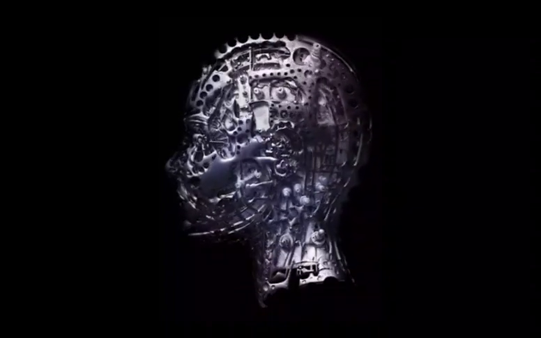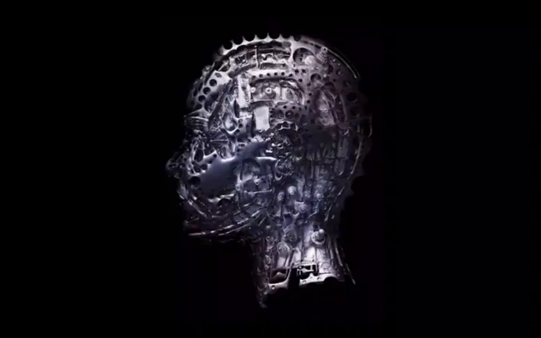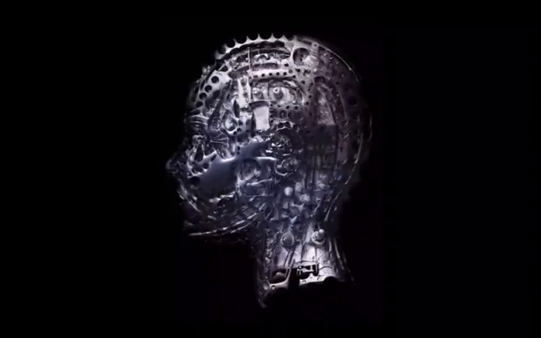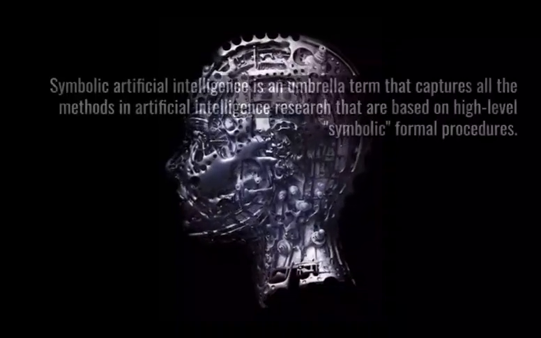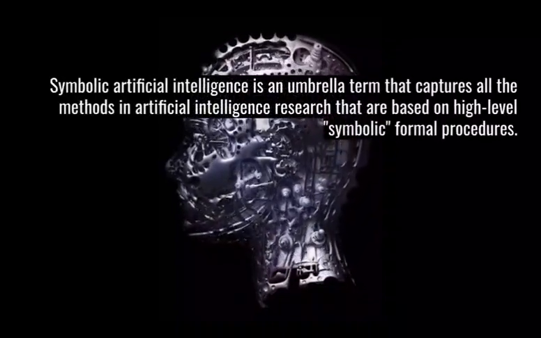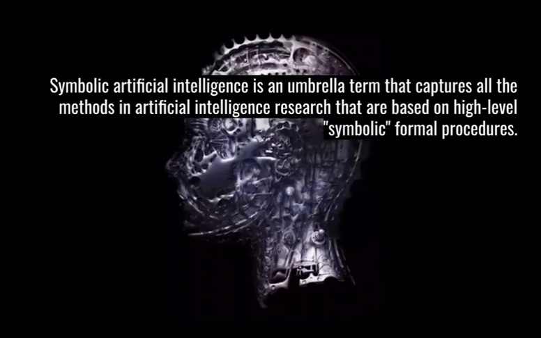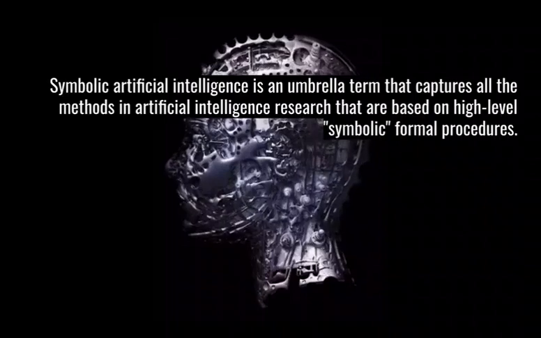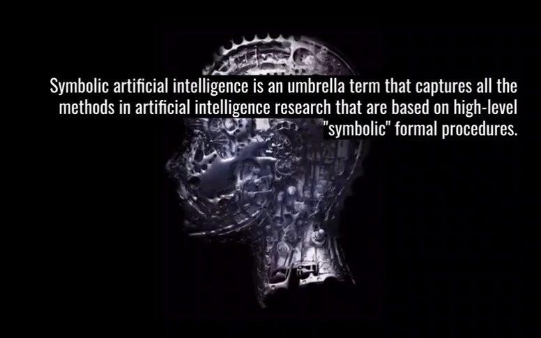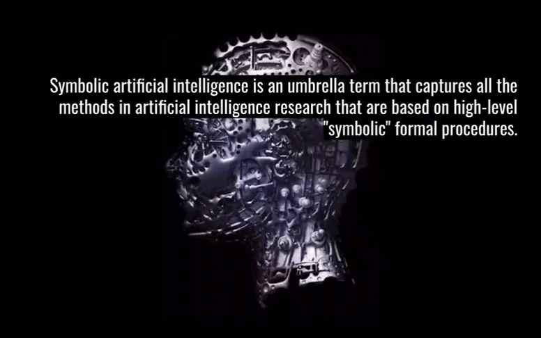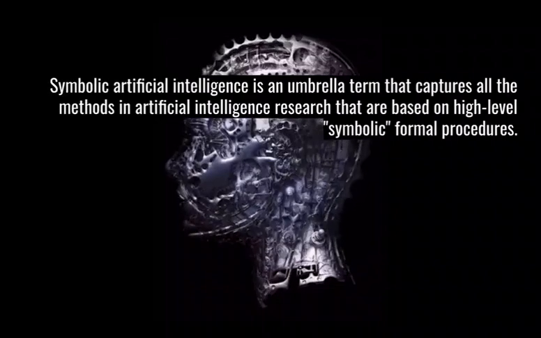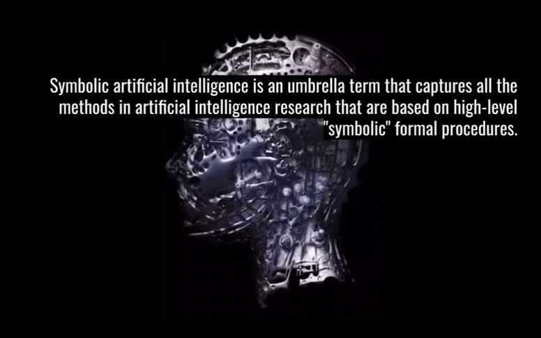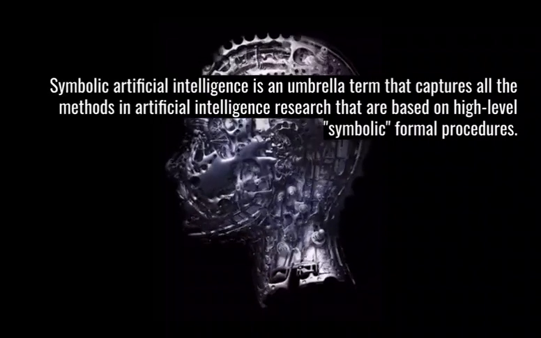So let me begin by summarizing a view that is no longer in vogue, but it has to do with deterministic computations. So let me take this from the slides here. Symbolic artificial intelligence is an umbrella term that captures all the methods in artificial intelligence research that are based on high-level symbolic formal procedures. So this is referred to as Turing-style computations. That's the way we've been talking about them, the kind of computations that a Turing machine can do. And that really is what we mean.